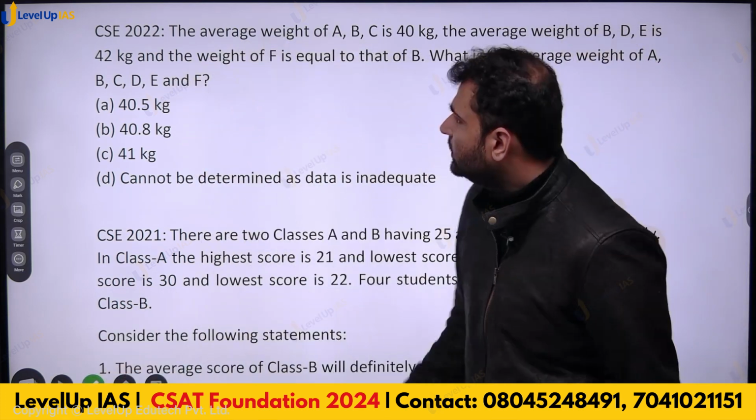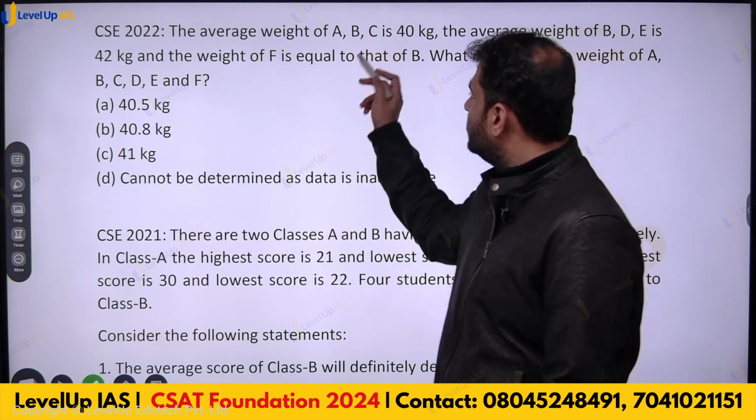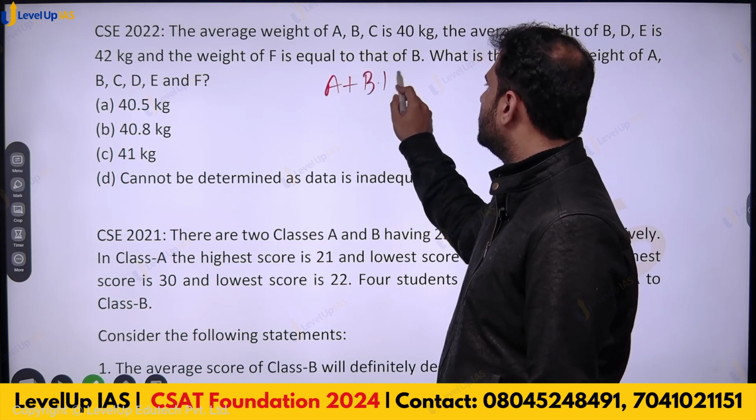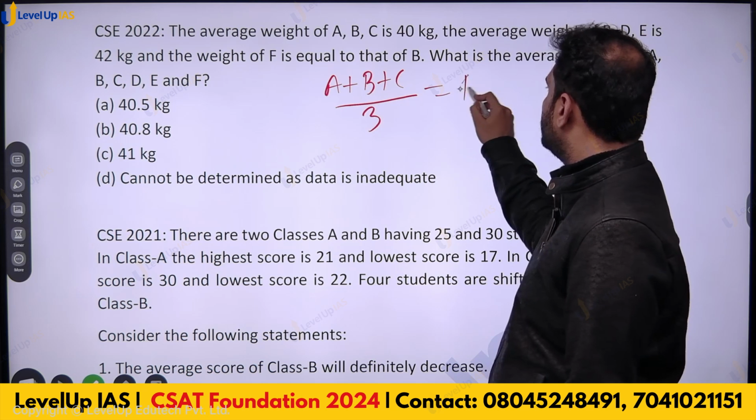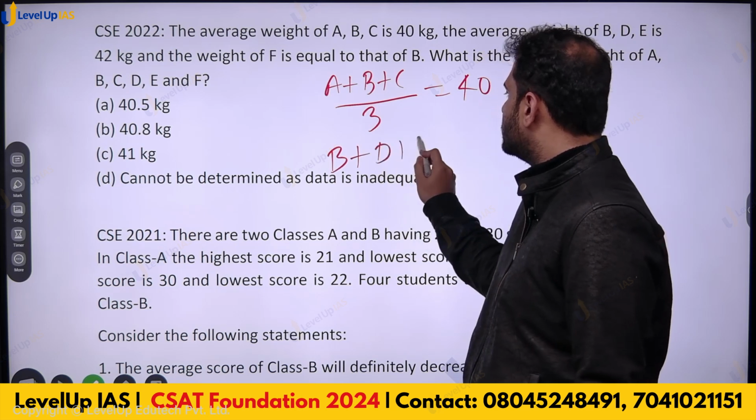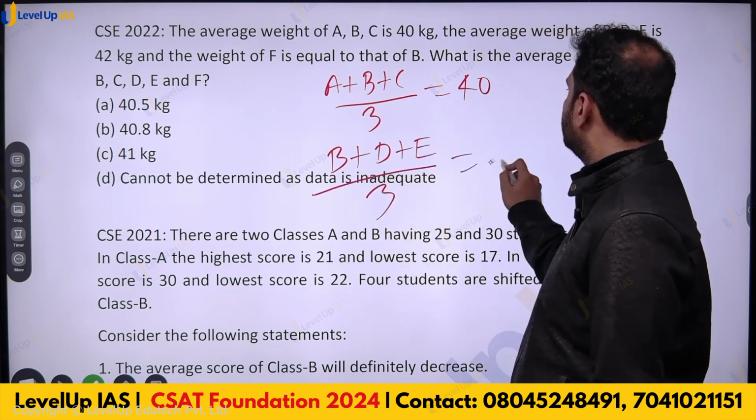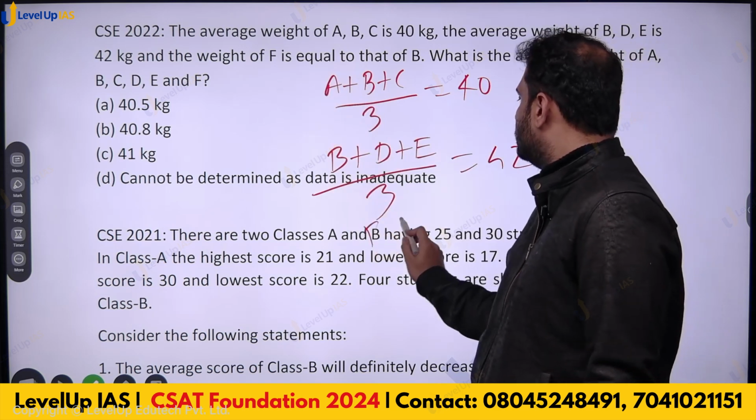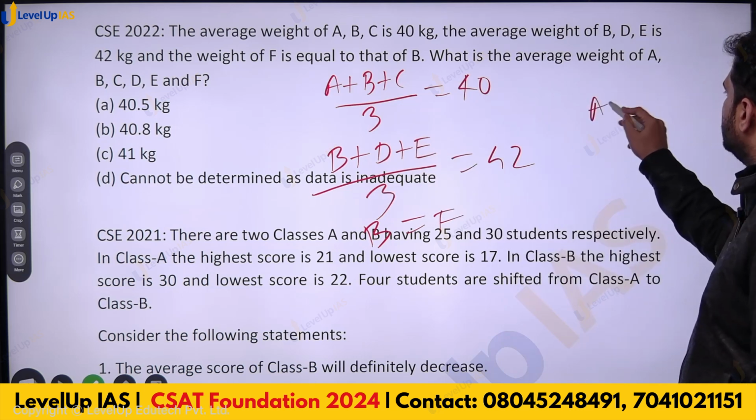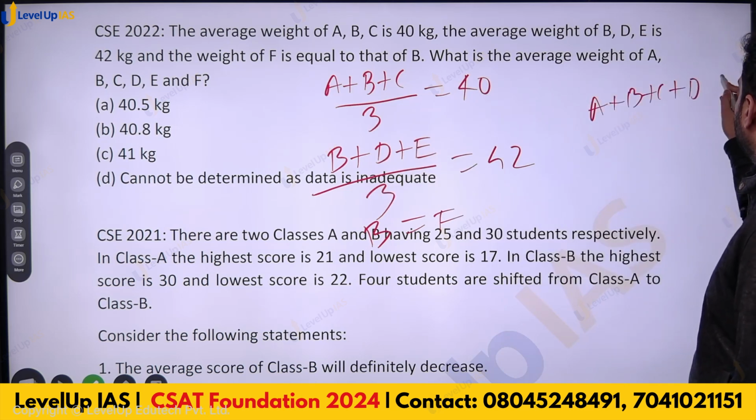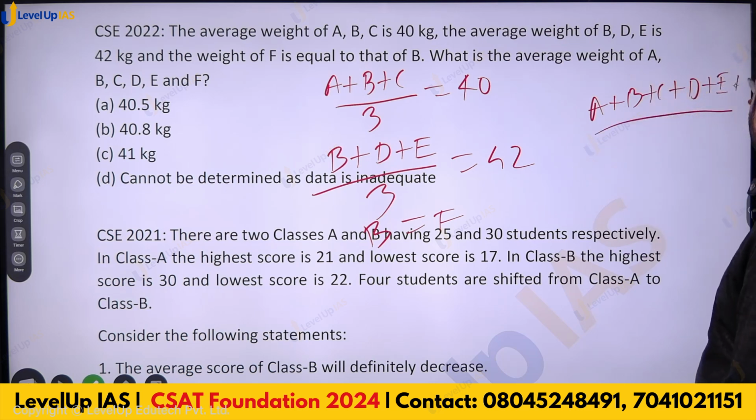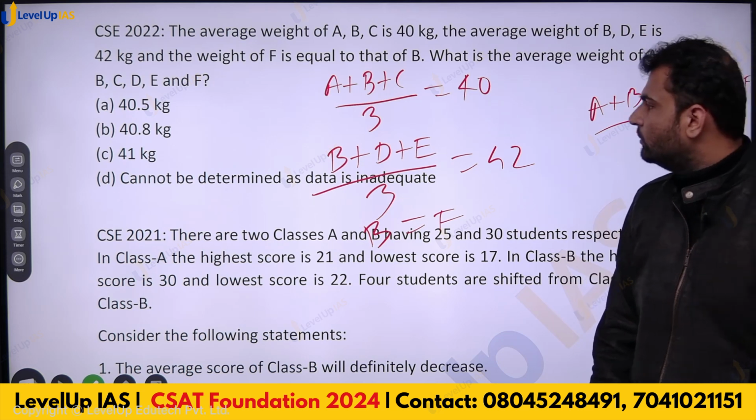All we need to do is write down the equations out of these statements. So first, the average weight of A, B and C is 40, so (A plus B plus C) by 3 is equal to 40. Next, BDE is 42, so (B plus D plus E) by 3 is equal to 42. Then third, B is equal to F. And what we want to find out is the average weight of all of them, which is A plus B plus C plus D plus E plus F, divided by 6.